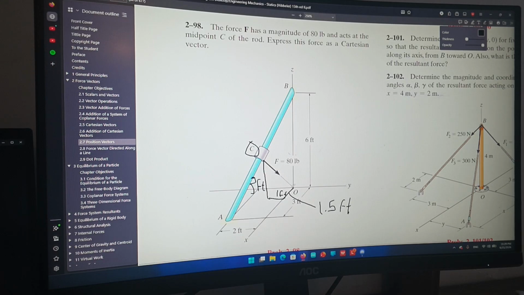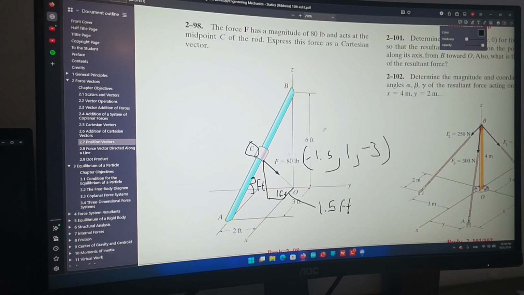So that means from C to O, you'll be going down by 3. So that's negative 3 on the Z. For the Y, you'll be going by positive 1 because you're moving to the right. For the X, you'll be going backwards by 1.5, so that's negative 1.5. Now why C to O and why not O to C? Because the force is directed from C to O, so you have to find the position vector from C to O.